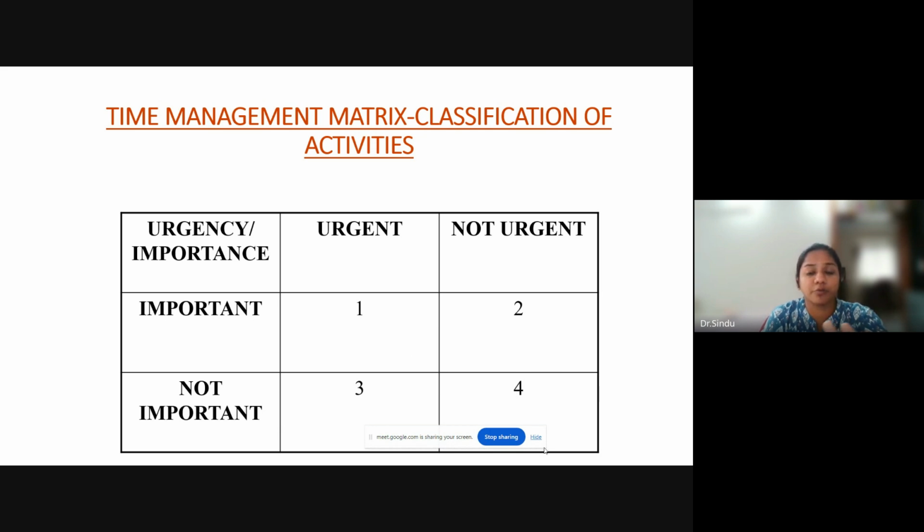So like that, you have to divide your bigger task into smaller tasks. This is what we call Parkinson's law, and this is also called the time management matrix.